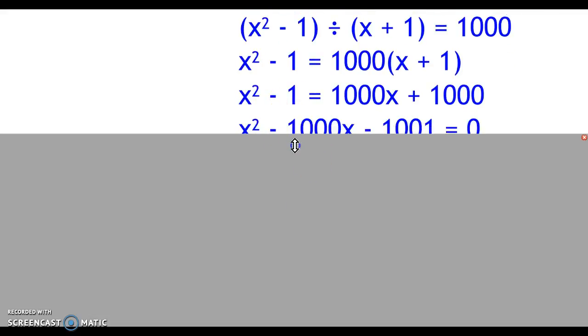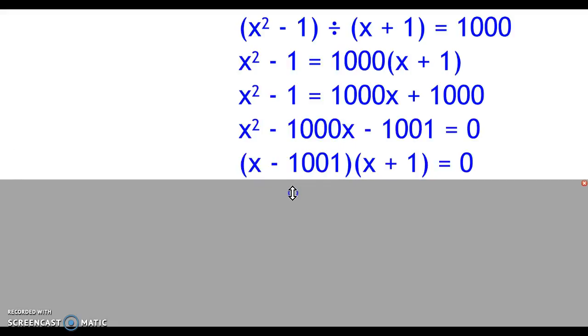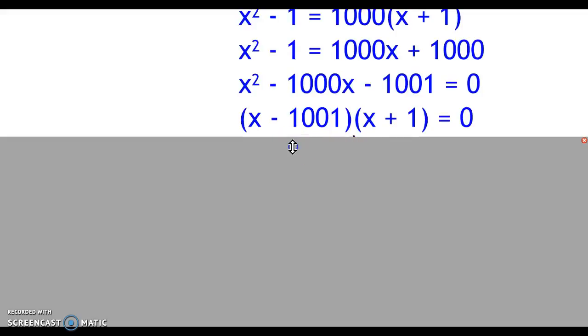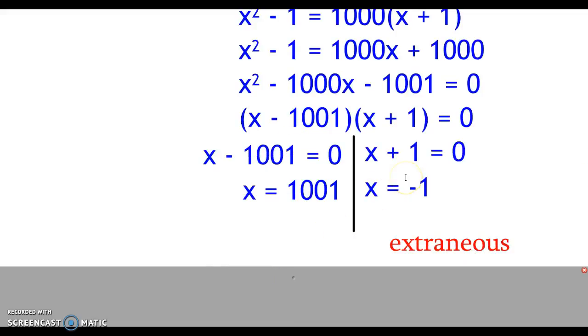Now we're going to make this into a quadratic, one of the weirdest quadratics ever, and factor it. We can factor it in this fashion, negative 1,001 and 1, and then split and solve. But keep in mind that this answer is extraneous.